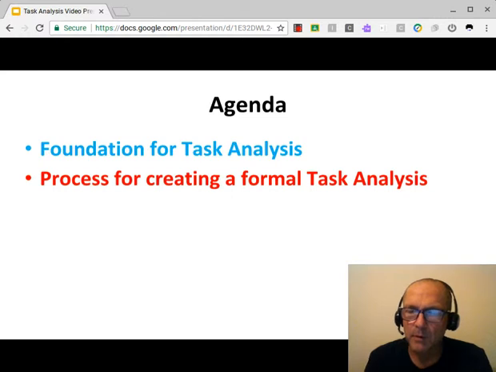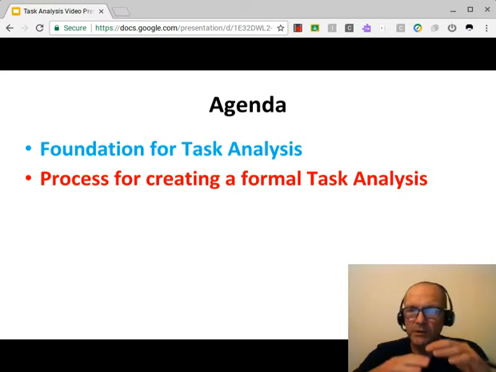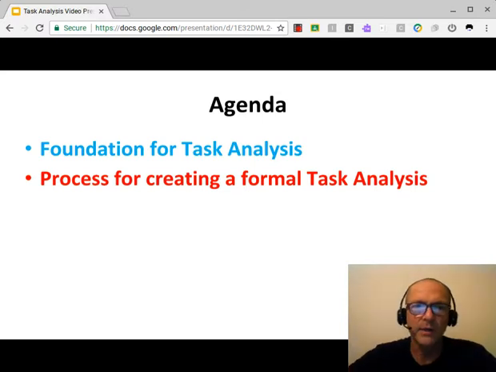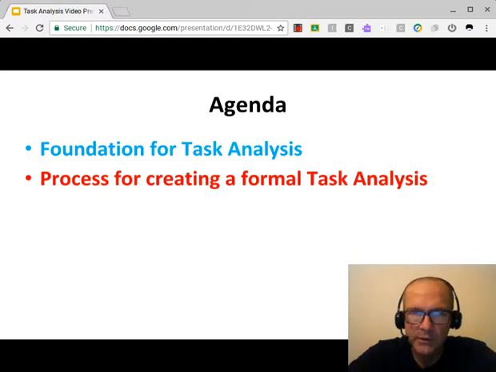So this presentation will consist of two parts. The blue slide section is where I kind of just lay a foundation for the task analysis approach and just get you thinking about what it is and why it would work and how we can use it. And then the second part will be the actual steps that you can go through to create a task analysis.